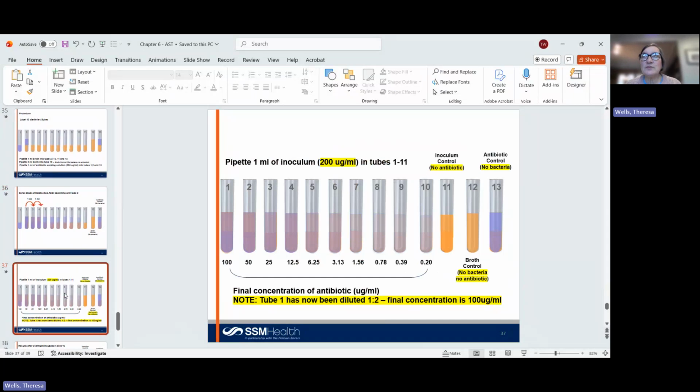Here is where the mistake was made in the PowerPoint you received earlier this year. At this point, we are going to add 1 ml of inoculum into tubes 1 through 11. Oops, I already see that there's an error here. It shouldn't say 200 micrograms per mil. Just ignore that, because I just want you to know that it has 1 mil of inoculum. The 200 micrograms per mil has to do with the antibiotic. So 1 mil of inoculum goes across the board, 1 to 10 and 11, because 11 doesn't have any antibiotic. It's just going to have your inoculum control.